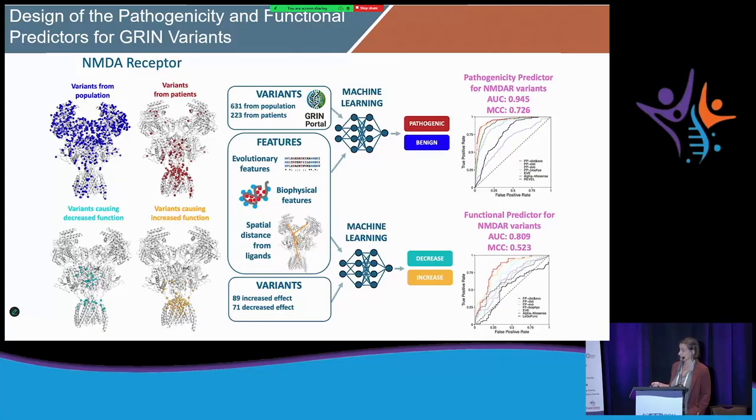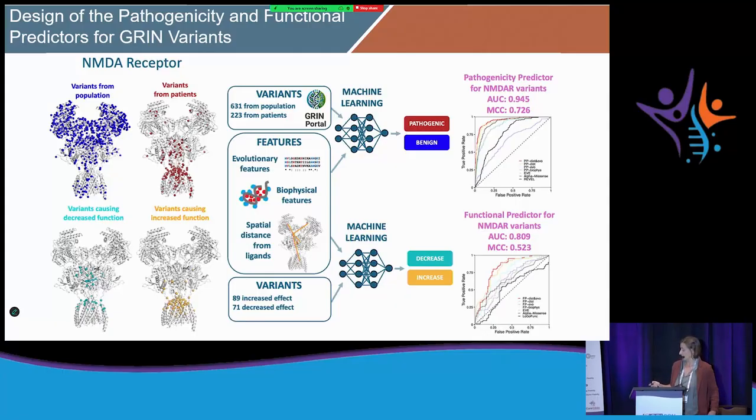And interestingly, the same happens for the function, in which variants that tend to decrease protein function happen in the ligand binding domain, while variants that increase function, that produce a gain of function, happen to be located near the gate, so in the transmembrane domain. So this is the design that we used.